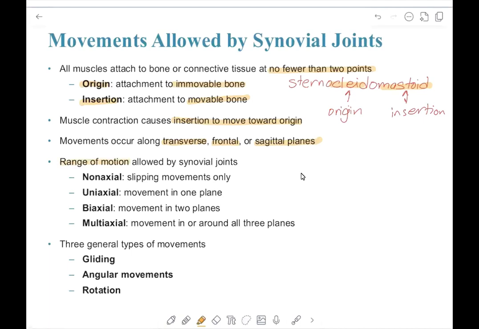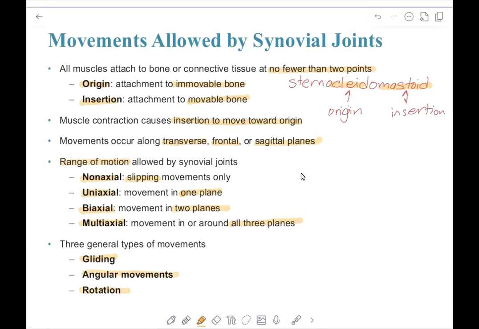So if it's just a slipping movement, we call it non-axial. If it moves only in one plane, it's called uniaxial. If it moves in two planes, it's called biaxial. And if it moves in multiple planes, we call it multiaxial. So the three general types of movements are either gliding, angular movements, or rotation.